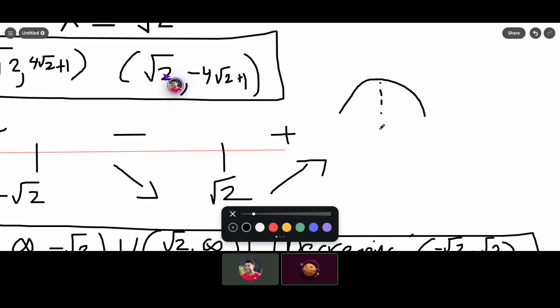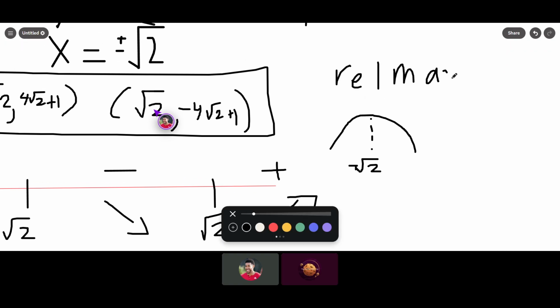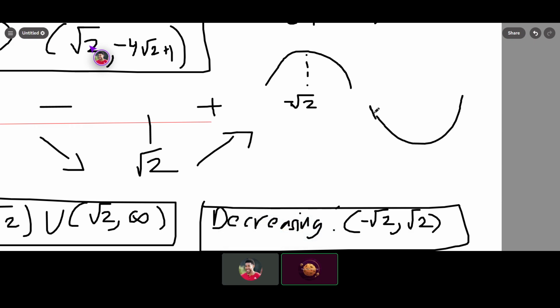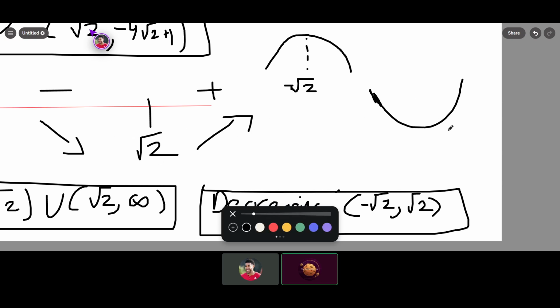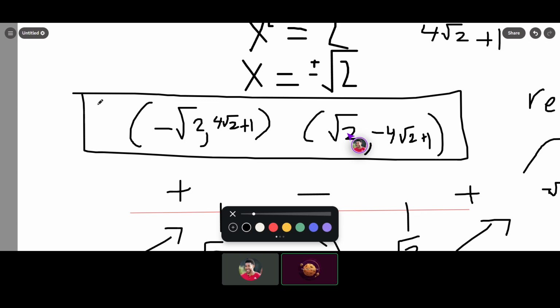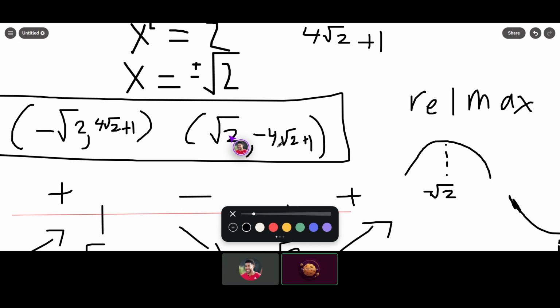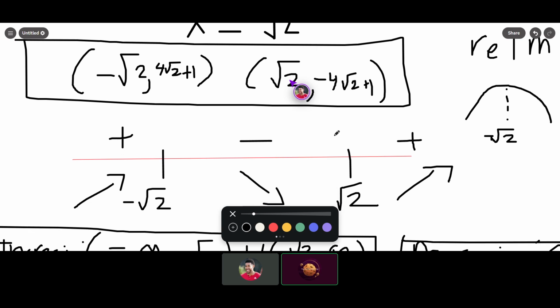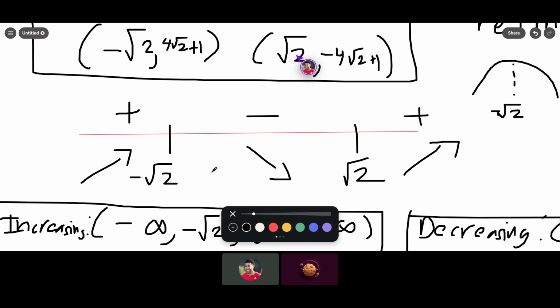So this point right here, that's negative root 2, which means that this is a relative maximum. And we see at root 2, the graph is decreasing and then increasing. So at root 2 this is a relative minimum. So negative root 2 comma 4 root 2 plus 1 will be a relative max, and root 2 comma negative 4 root 2 plus 1 would be a relative min. Guys, even if this number is bigger than the other one, that does not immediately mean it's a relative max or min. We have to look at the behavior of the graph to determine that.